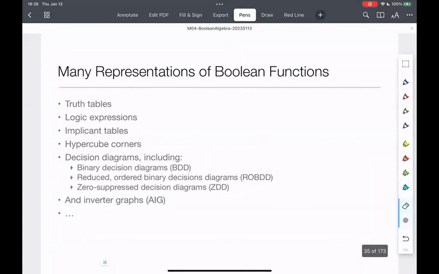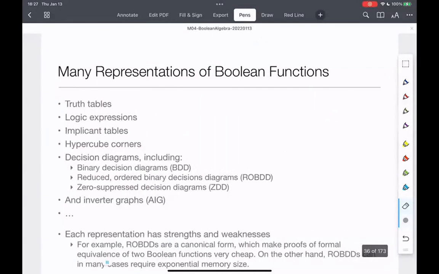In fact, there's a whole bunch of others. There's something called implicant table, there's something called hypercube corners, there's something called decision diagrams and inverter graphs and all, right? There are tons and tons of formalisms, some of which are discussed in various other courses. But at some level, they are all equivalent, in the sense that they are all expressing functions. It's just that some of them have properties which make them convenient for some purpose, and therefore we use those in that particular game. So each representation has strengths and weaknesses.